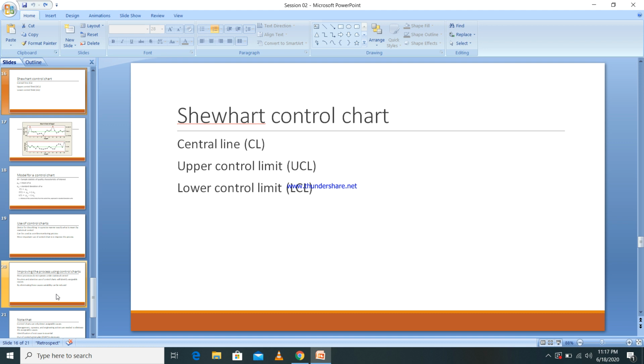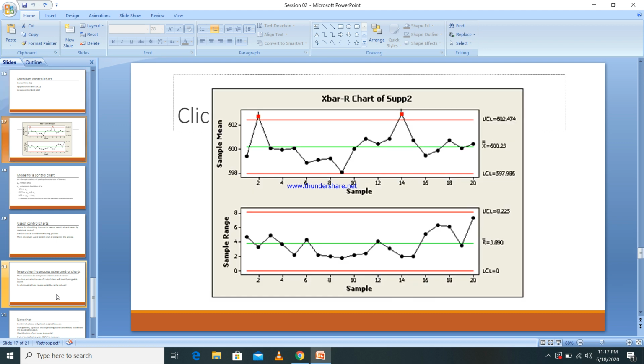When you take this control chart, you will see there are three lines. At the middle you have a line which we call the central line, denoted by CL, and then we have two other lines: the upper control limit, denoted by UCL, and the lower control limit, denoted by LCL.